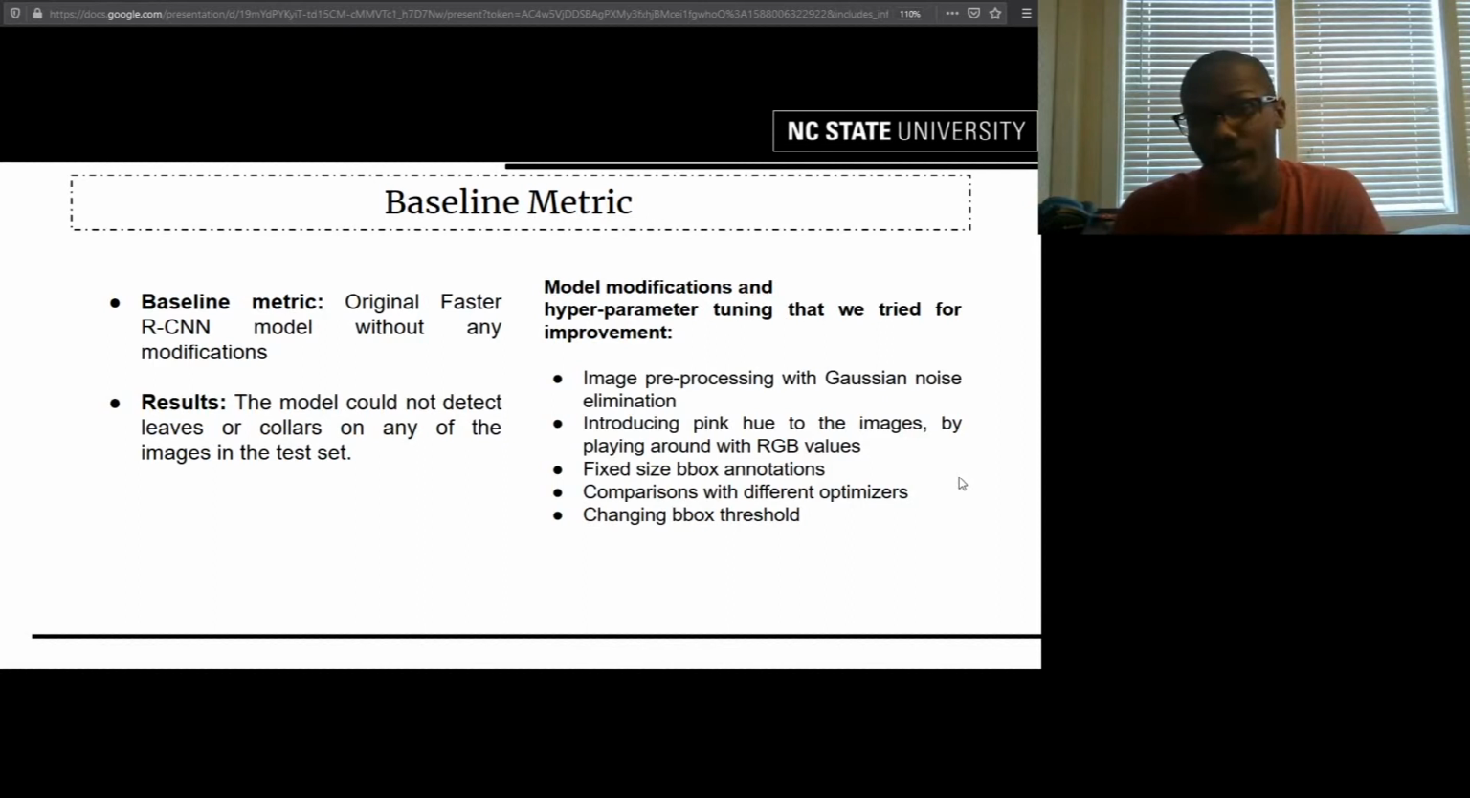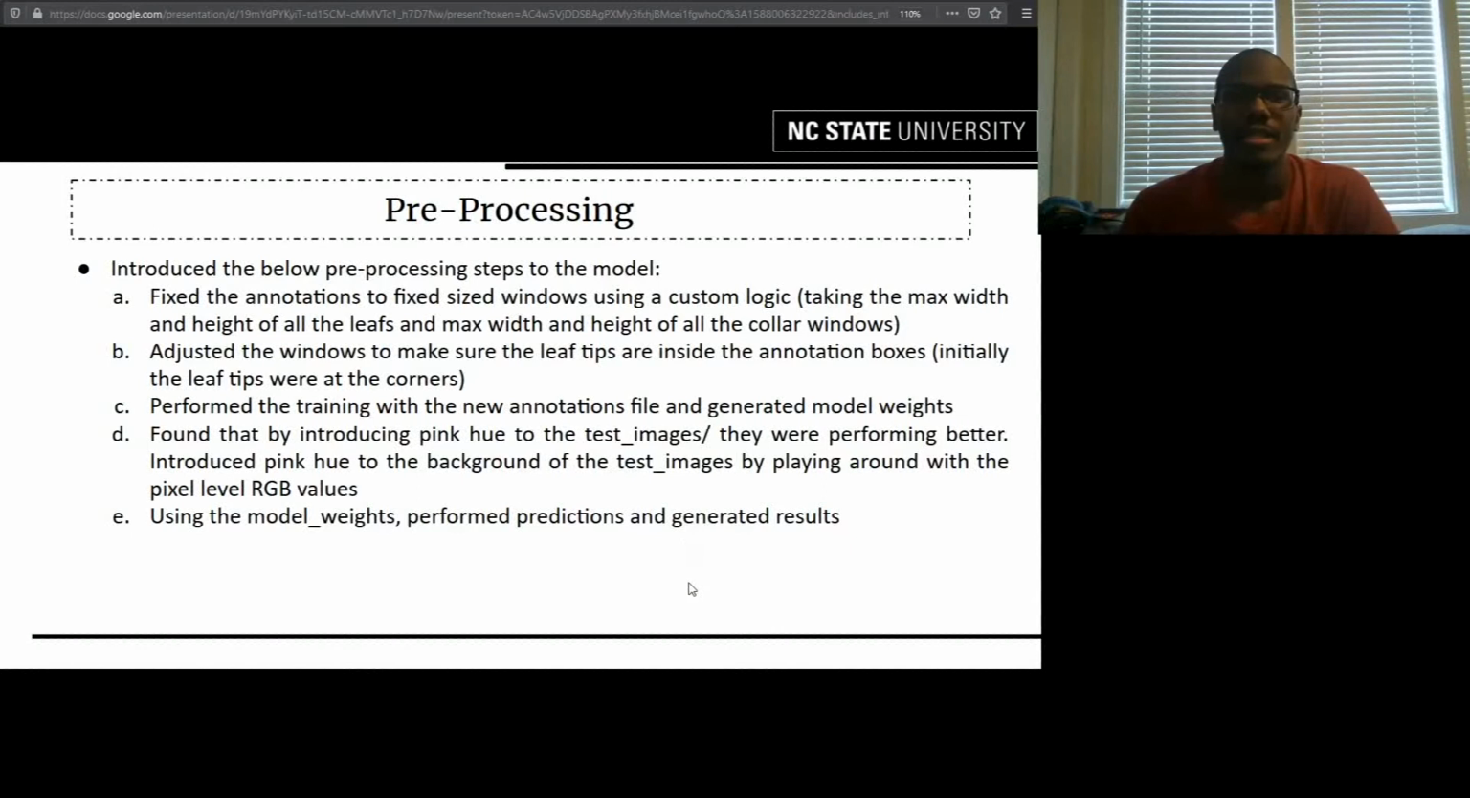For pre-processing, we realized that all the annotations weren't the same size, so we found the max width and the max height to try to make the boxes the same size so that we can train based on that. We also noticed that the leaf tips were in the top left corners of the windows, so we adjusted that so that the tips were in the center of the box. That's what we used to perform our training. Then for our testing, we introduced a pink hue to the test images because it produced better results.